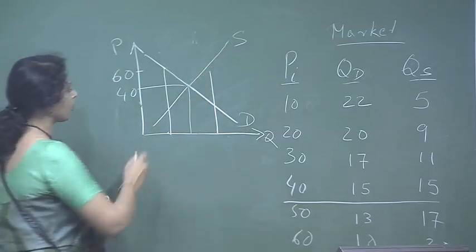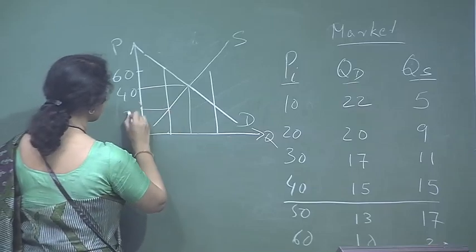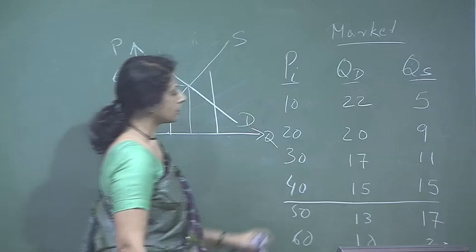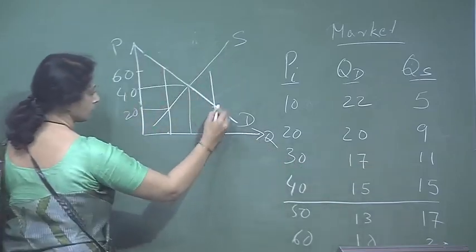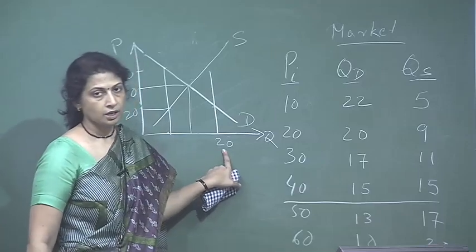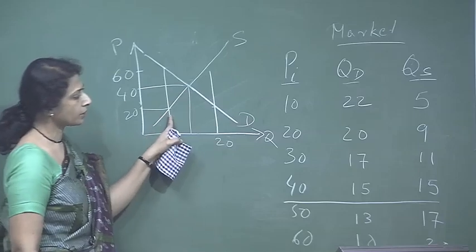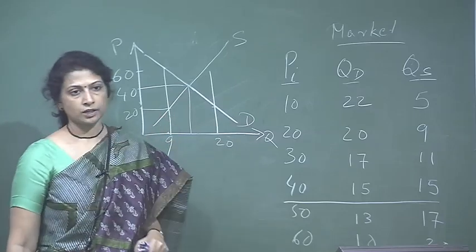Now say price falls, and price falls to 20 rupees. So at 20 rupees, the consumers have a lot of demand for ice creams. They would like to purchase 20,000 kgs of ice cream, but at 20 rupees, the supplier can only afford to supply 9,000 kgs of ice cream.